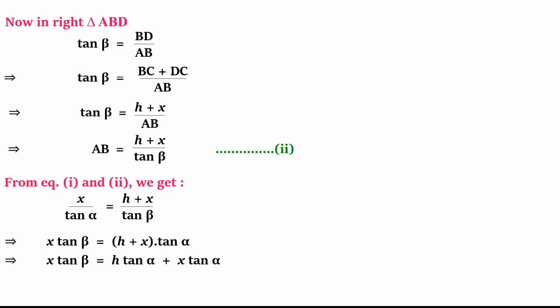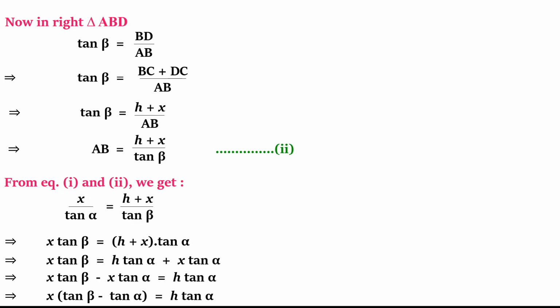Now next step is to open the bracket. Right hand side we have h tan alpha plus x tan alpha. Now the next thing, bringing all the variable part on one side. x variable is on the left hand as well as in the right hand side. We'll bring them together. So that side I have x tan beta minus x tan alpha, and that side I have h tan alpha. Now in the left hand side x can be taken as common, and we have in the bracket x into tan beta minus tan alpha. That side I have h tan alpha.